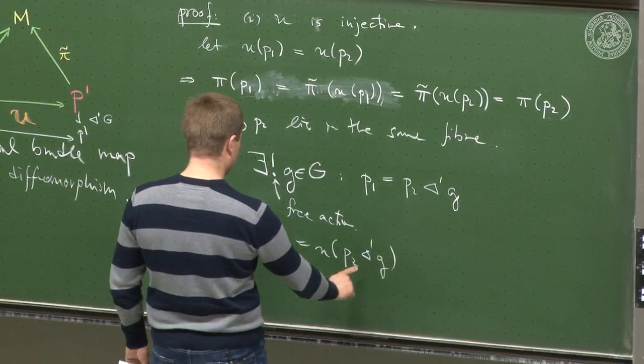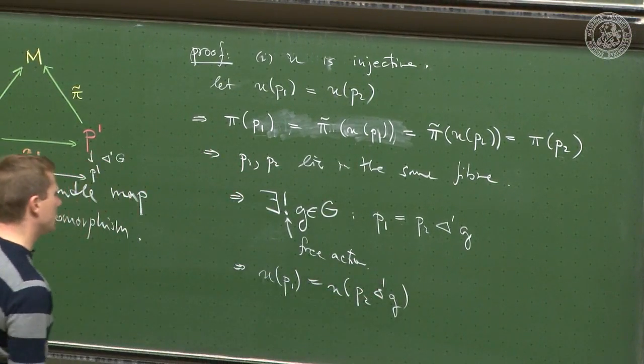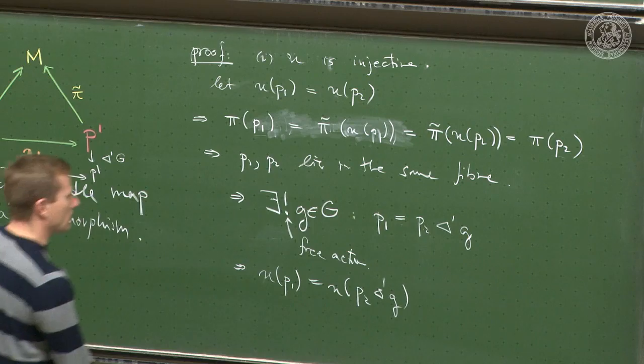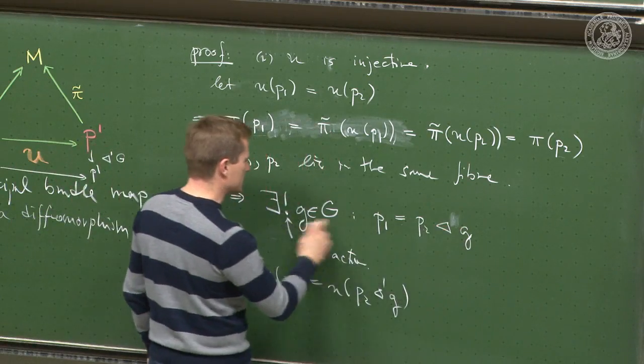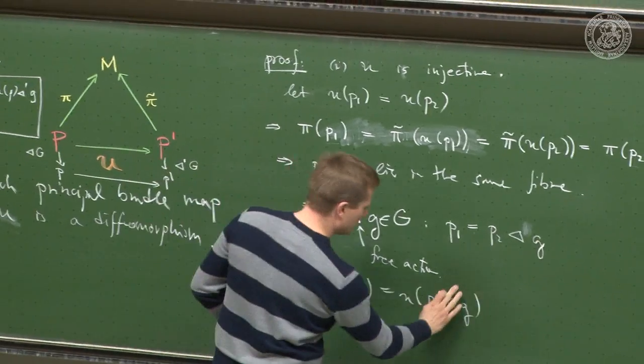And the prime is not good. Okay, let's see. If P1 is P2 G, okay, we could have taken, no, the prime is wrong. The prime is simply wrong. There is no prime here because we're firmly P1 and P2 both lie here. The prime is just wrong. Don't need the prime here.